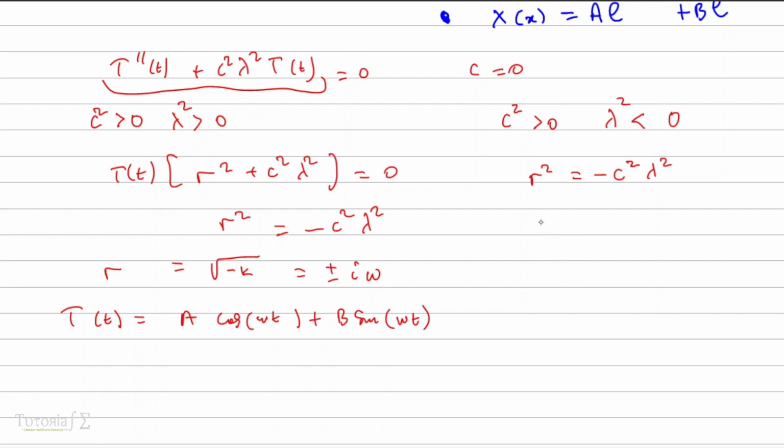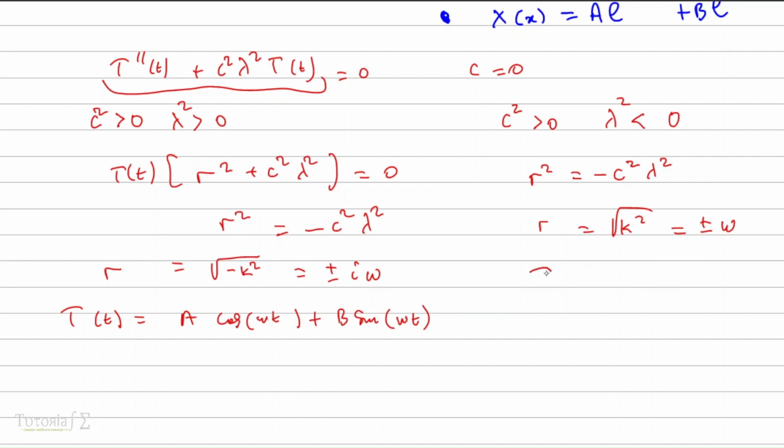So it would be some positive number, k squared, right? Let me put squared here. So it would be some positive number k squared. So when you take the root of k squared, it will just be plus or minus w. Okay.